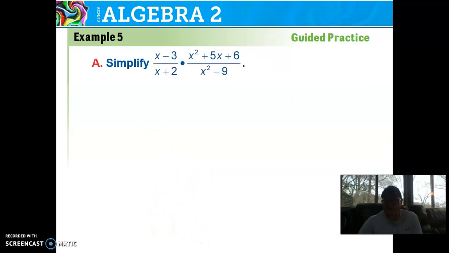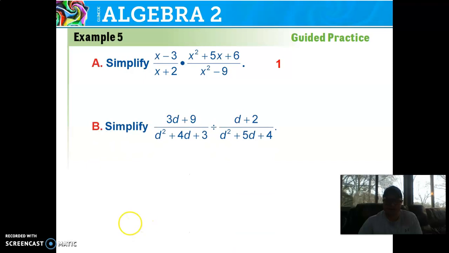Go ahead and give this problem a try. Press pause if you need more time. The answer is 1, and give this problem another try. And press pause if you need more time. And the answer is 3 times d plus 4 over d plus 2.